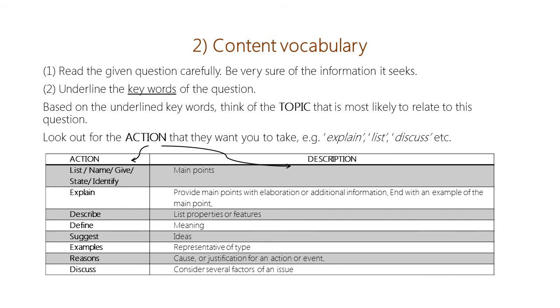Based on the underlined keywords, think of the topic that is most likely to relate to this question. Look out for the action that they want you to take. For example, identify the action words in the task question, such as explain, list, and discuss. The table below shows the different types of action words as well as the accompanying description to the action words given.